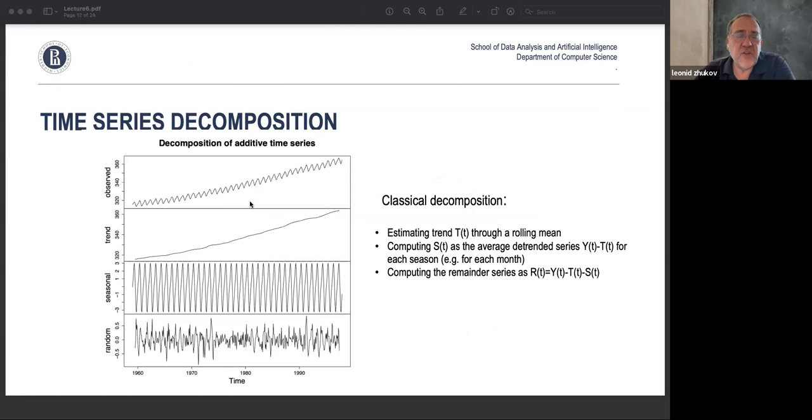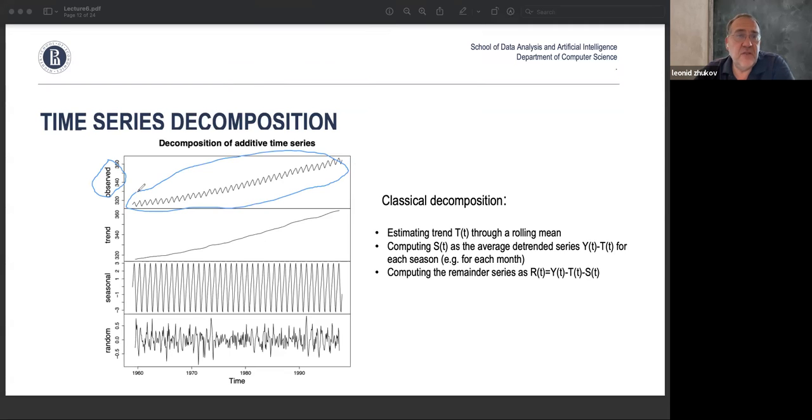So here is the actual decomposition, right? This is some sort of artificial data set, but imagine that this is what you observe in the data. Let's say this is the data that you have, and you want to decompose it into those components: pull out the trend, then do seasonal, then do random.